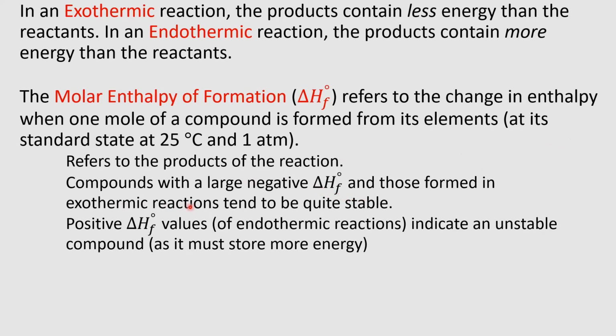So we will see in a few minutes that compounds with a large negative delta HF, those formed in exothermic reactions where we're releasing energy, tend to be quite stable because they're in a low energy state. Whereas positive delta H values, where we're stuffing energy into an equation, contain a lot more energy. Those molecules are becoming very unstable because they're storing more energy in the compound. So usually if you see a negative delta H, it's an exothermic reaction and is stable, whereas a positive delta H value is going to be a little less stable.